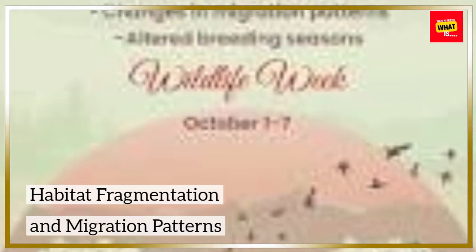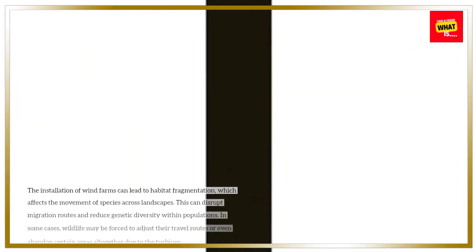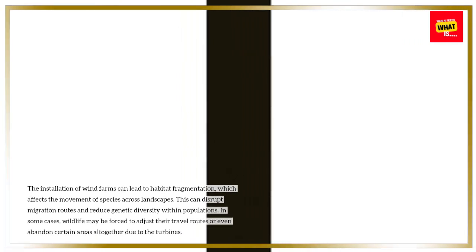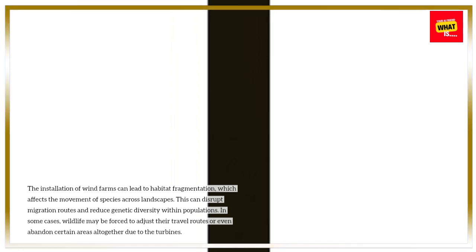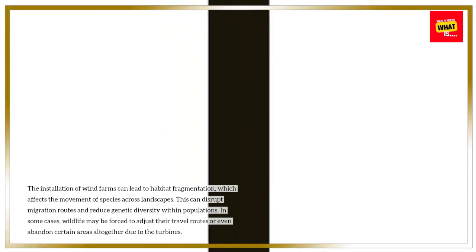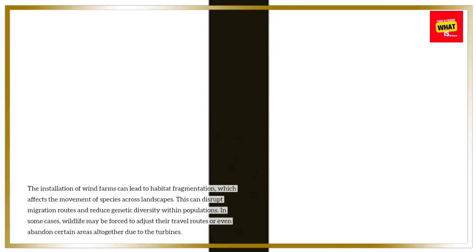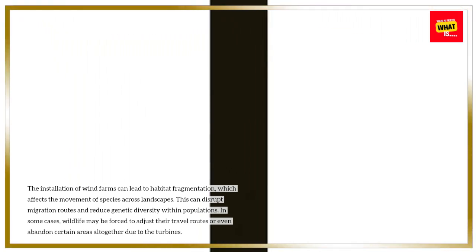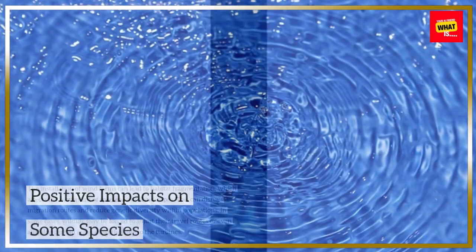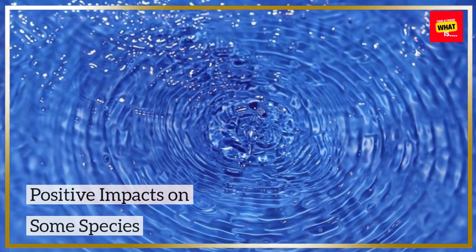Habitat fragmentation and migration patterns. The installation of wind farms can lead to habitat fragmentation, which affects the movement of species across landscapes. This can disrupt migration routes and reduce genetic diversity within populations. In some cases, wildlife may be forced to adjust their travel routes or even abandon certain areas altogether due to the turbines.